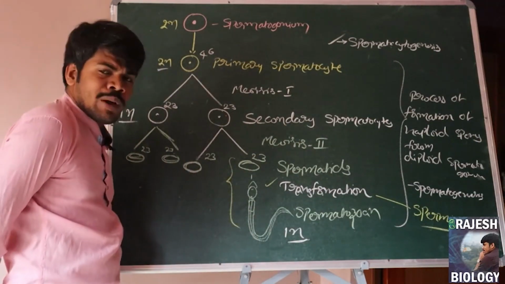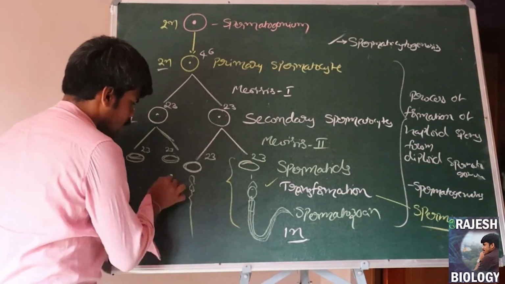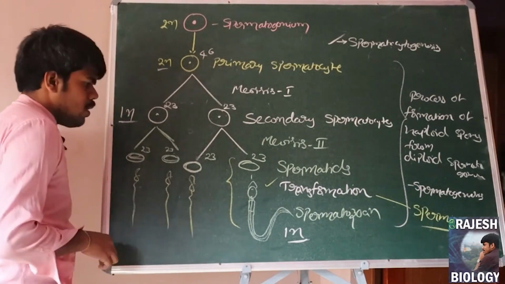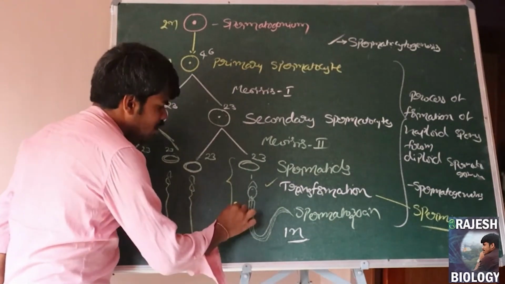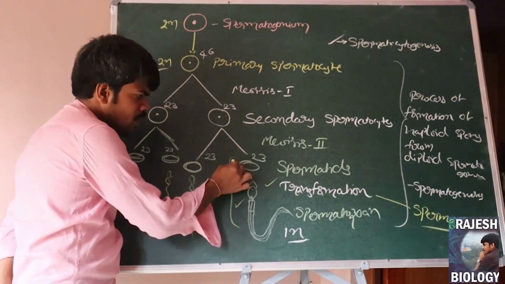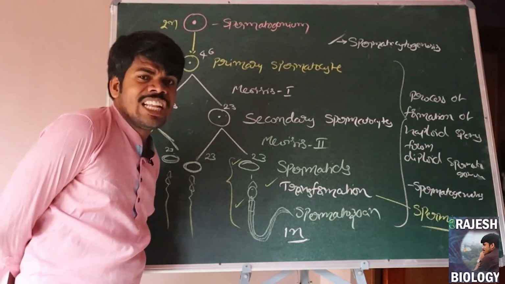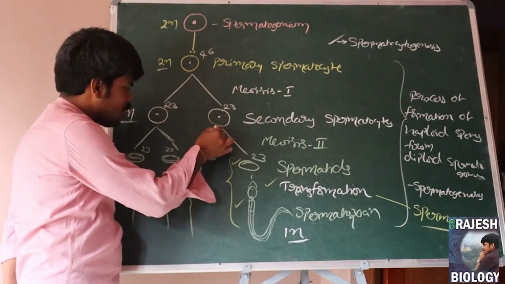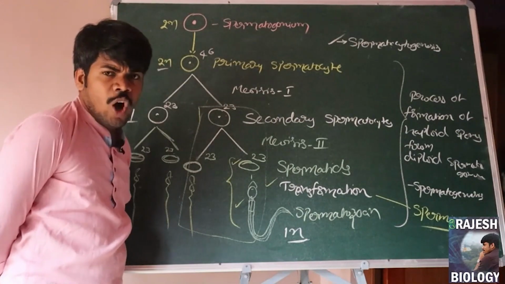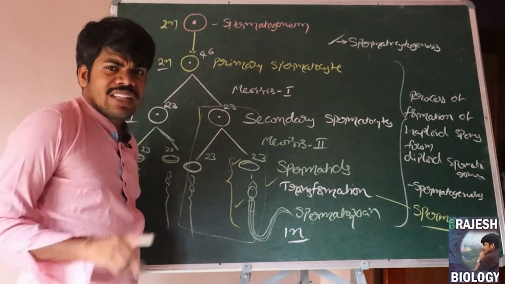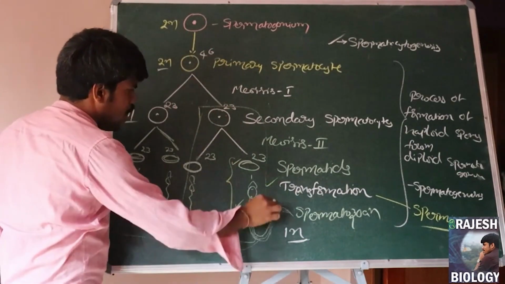How many spermatozoa are formed from the primary spermatocyte? Total 4 spermatozoa are formed. How many spermatozoa are formed from each spermatid? Only one. How many spermatozoa are formed from each secondary spermatocyte? Only 2 spermatozoa are formed. How many spermatozoa are formed from a single spermatogonium? From a single spermatogonium also 4 are formed.